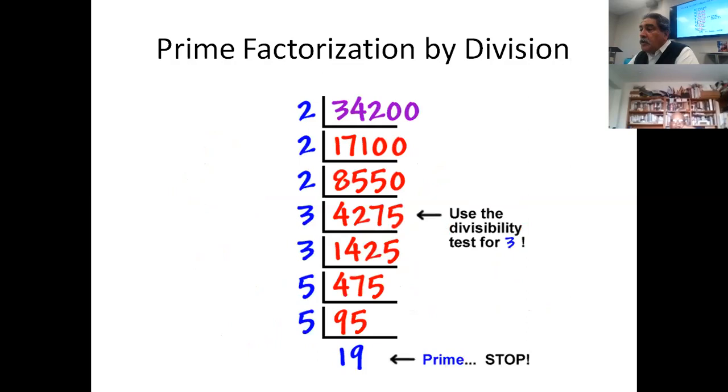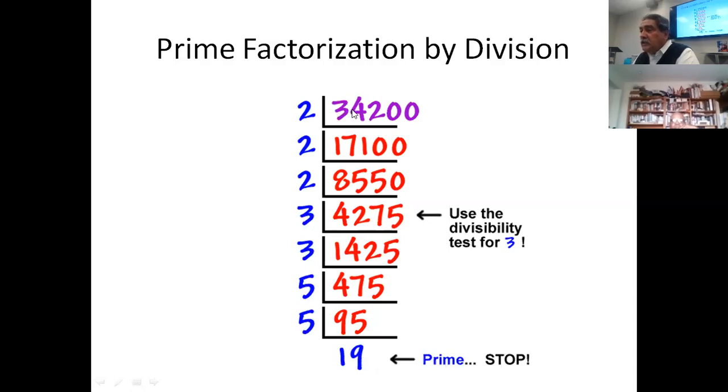Now, there's another method. You can find prime factorization by division. So you have, for example, this number, 34,200. You divide it by 2, the first prime number. You get this. You divide this number by 2, and then continue. This number can be divided by 3. You continue all the way till you come here. 19 is a prime, so you stop.